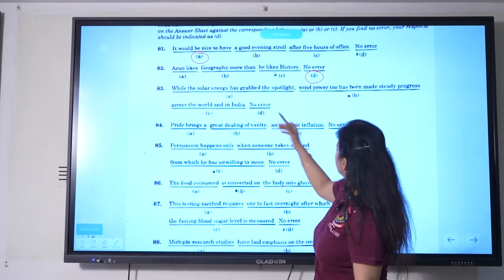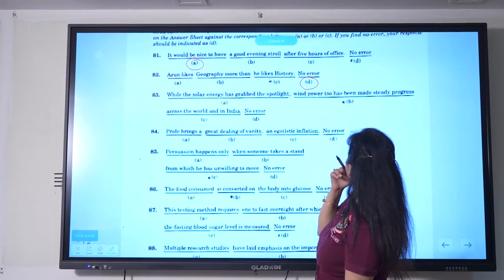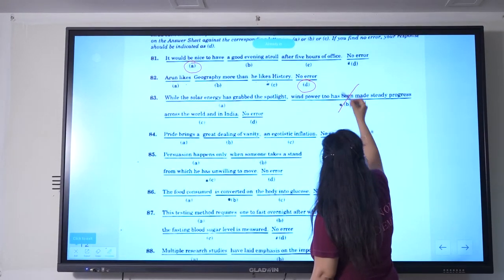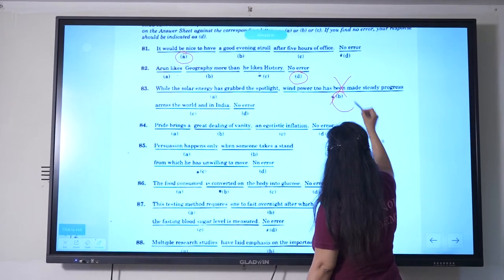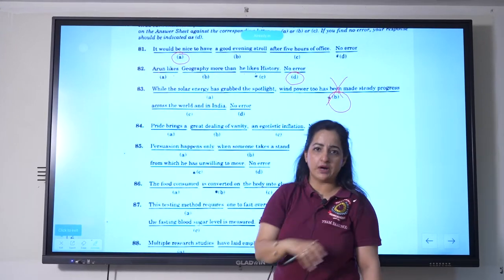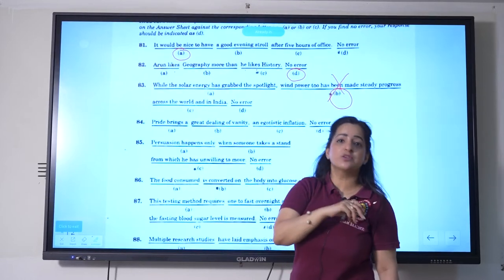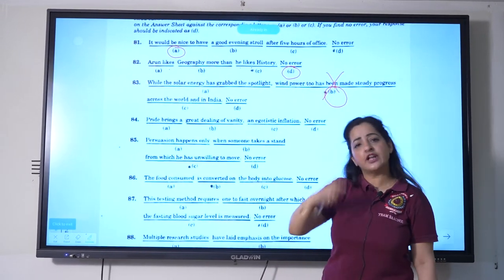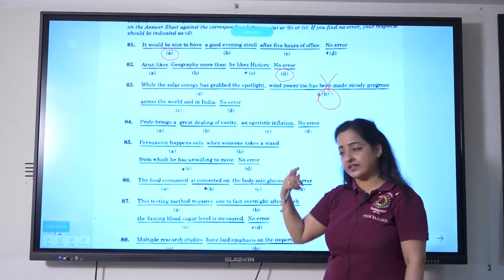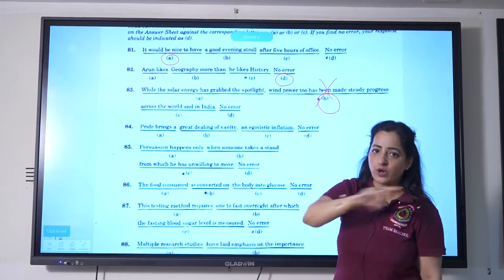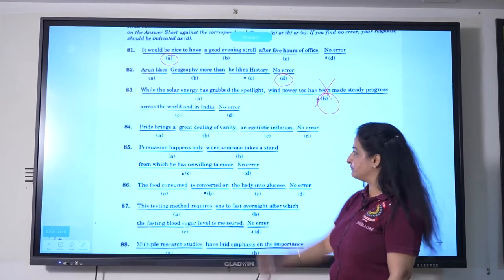Then while the solar energy has grabbed the spotlight, wind power too has been made. Okay. It should just be has made. So Bravo part has an error. You omit the been in the Bravo part. You don't need passive voice over here. Yeah. Aapko kehna hai wind power ne progress kiya hai. Na ki kisi aur ke dwara wo progress hua hai. So yahan passive voice nahi chahiye, omit the been.